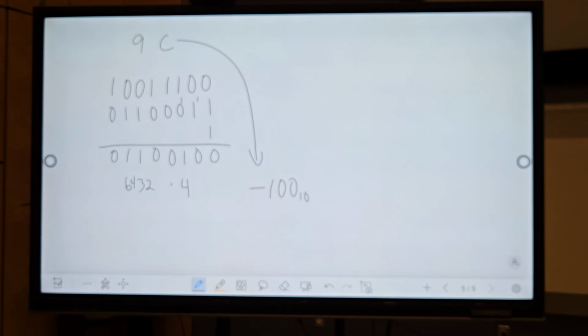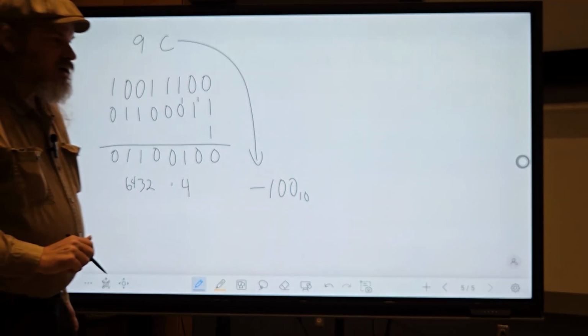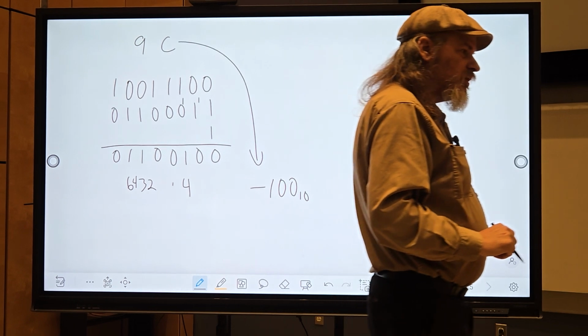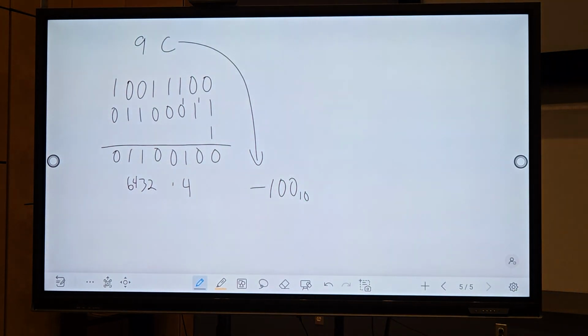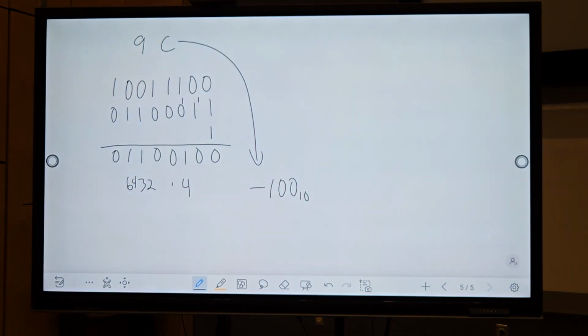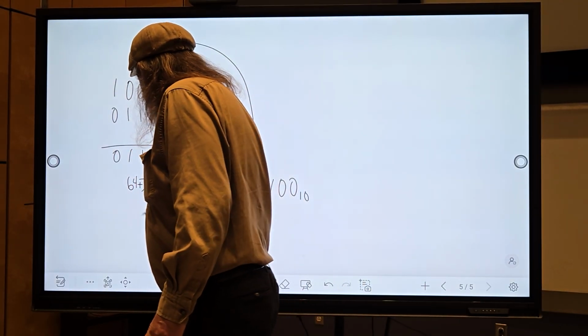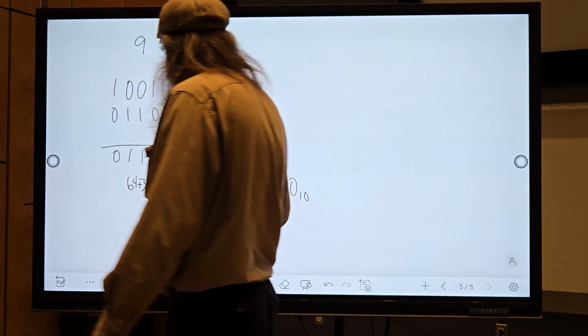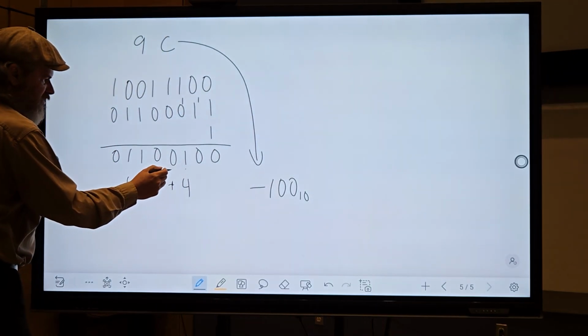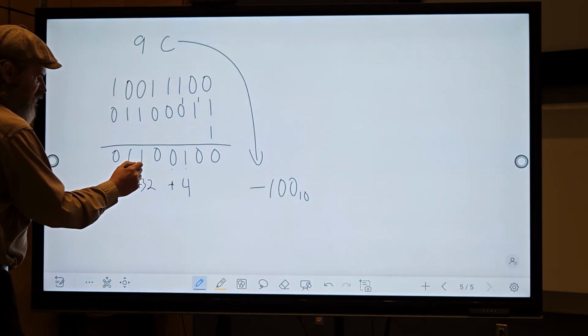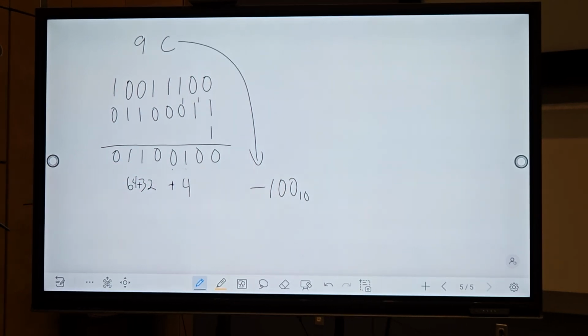People rarely do math and other manipulations directly with hexadecimal. It's easier to convert to binary, do the math then, and then convert it back to hexadecimal. Oh, no, it's 64 plus 32 and plus 4. This is the 1 in the 4's position, none in the 8s, none in the 16s, 1 in the 32, and 1 in the 64's position.